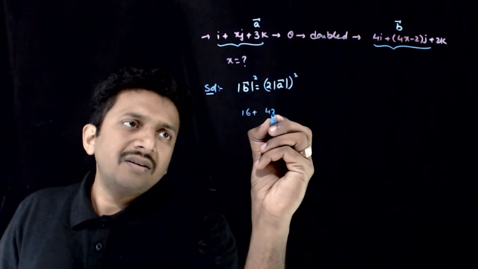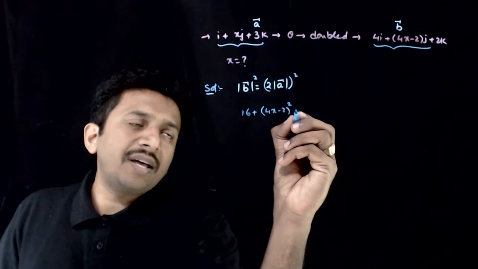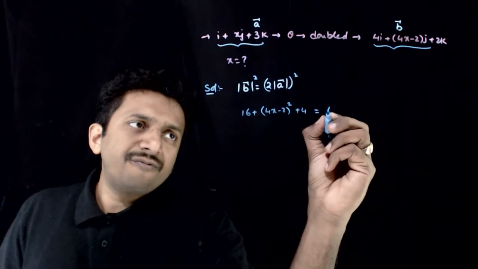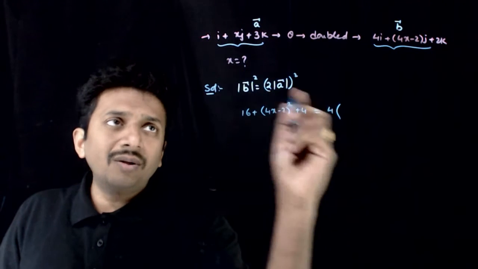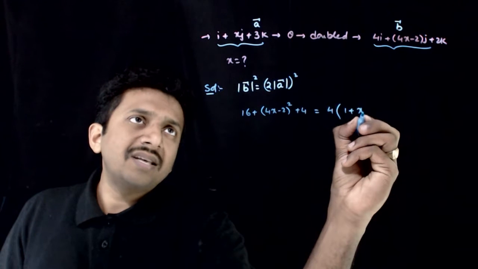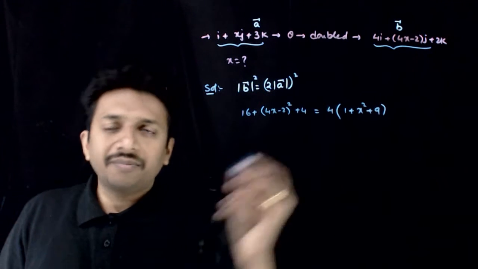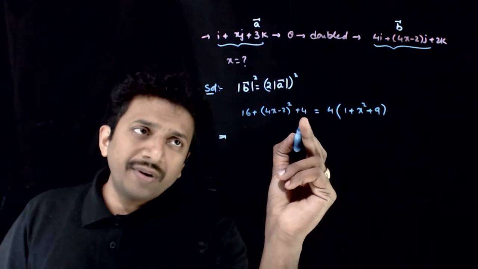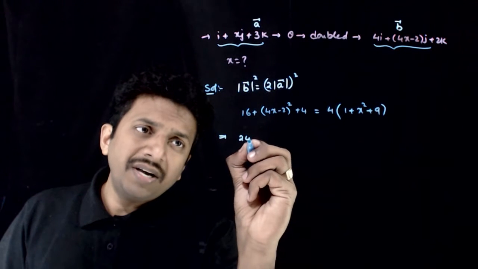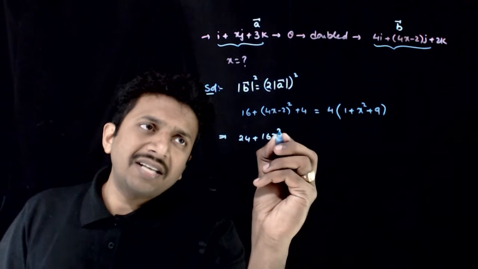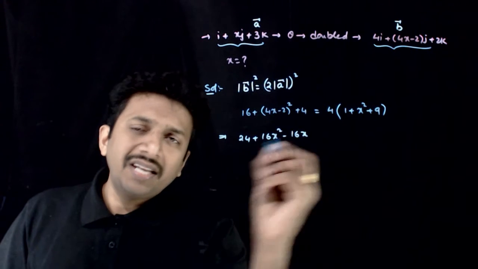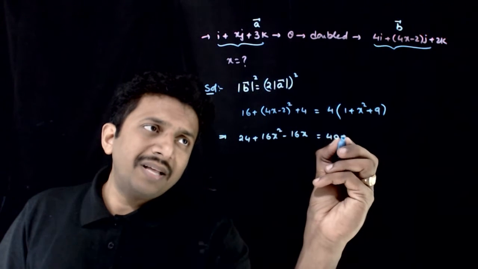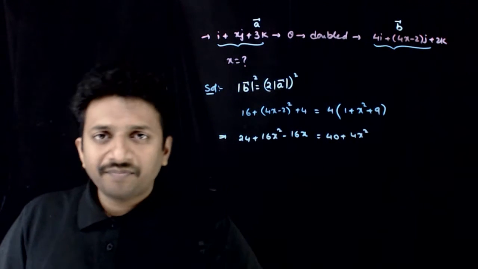16 plus (4x minus 2) whole square plus 4 is equal to 4 times mod a whole square, which is 1 plus x square plus 9. So this implies 16 plus 4, 20 plus 4, 24 plus 16x square minus 16x is equal to 9 plus 1 is 10. So 40 plus 4x square.